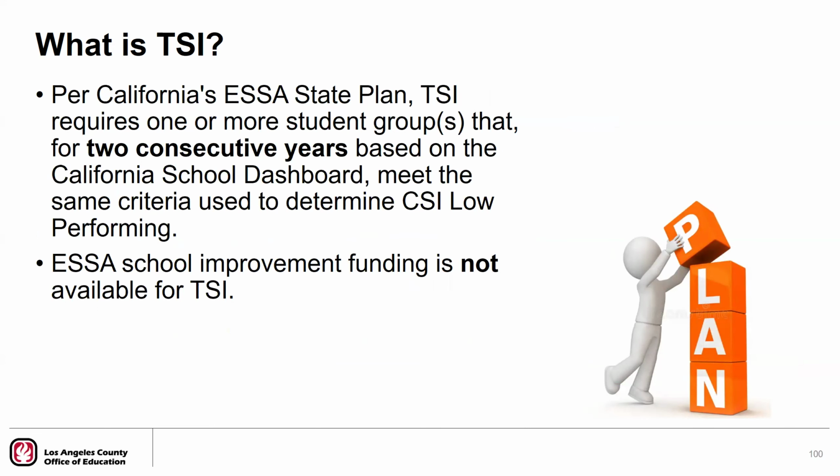Per California's ESSA state plan, TSI requires one or more student group or groups that for 2 consecutive years, based on the California School Dashboard, meet the same criteria that were used to determine CSI low-performing schools. ESSA school improvement funding is not available for TSI.